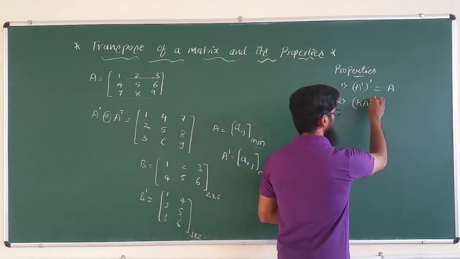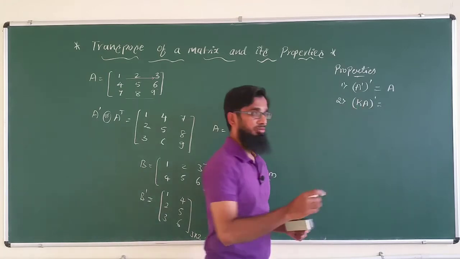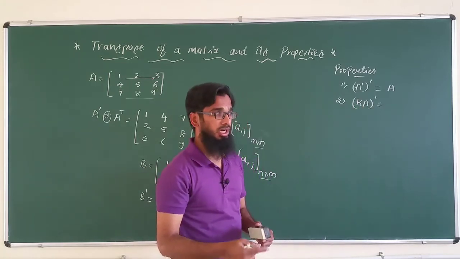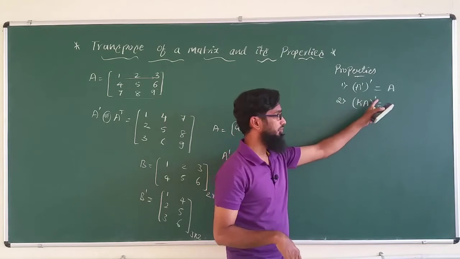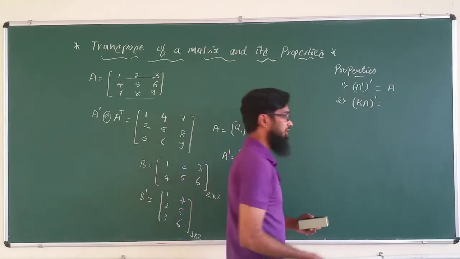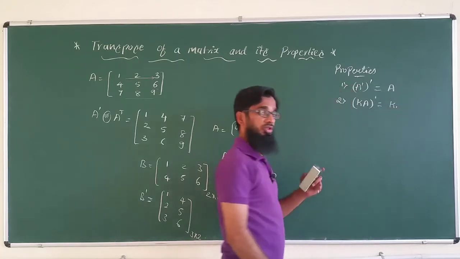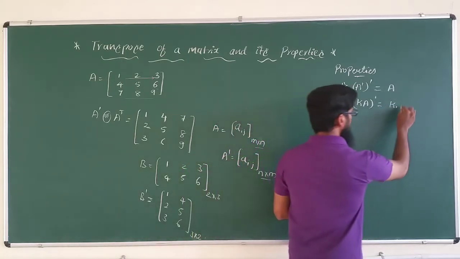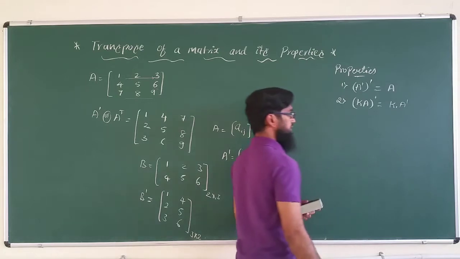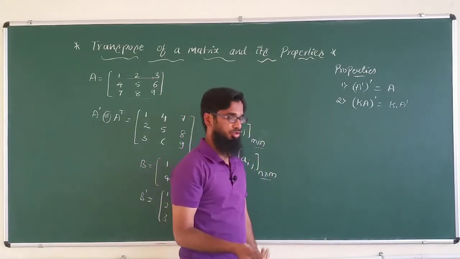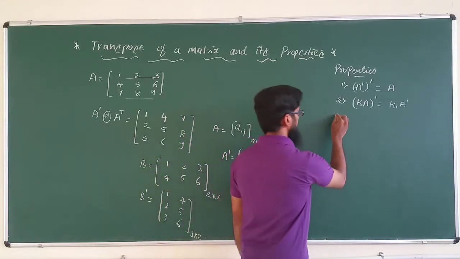So this is matrix A. If I take the product of this number with matrix A, and find the transpose of this, it is also equal to the constant K and A transpose, that is K into A transpose. So this is a very important second property.